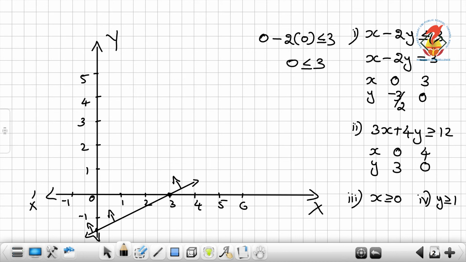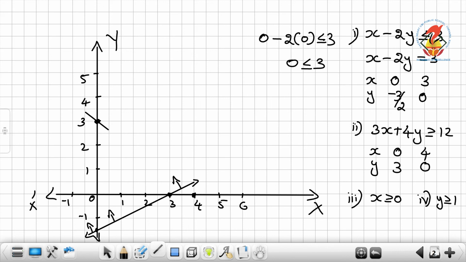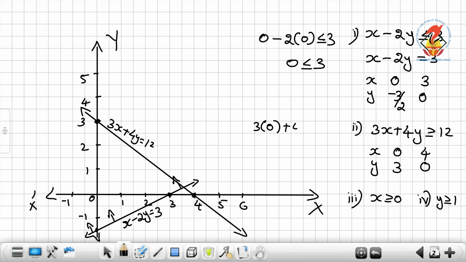Now the next line is (0, 3), which is on the y-axis, and (4, 0). And draw the line through (0, 3) and (4, 0). The equation you have to write is 3x plus 4y is equal to 12. Then where do we shade? When we substitute the origin, 3 into 0 plus 4 into 0 is greater than or equal to 12. 0 greater than or equal to 12 is wrong. So towards the origin we can't shade, you have to shade in the opposite direction.